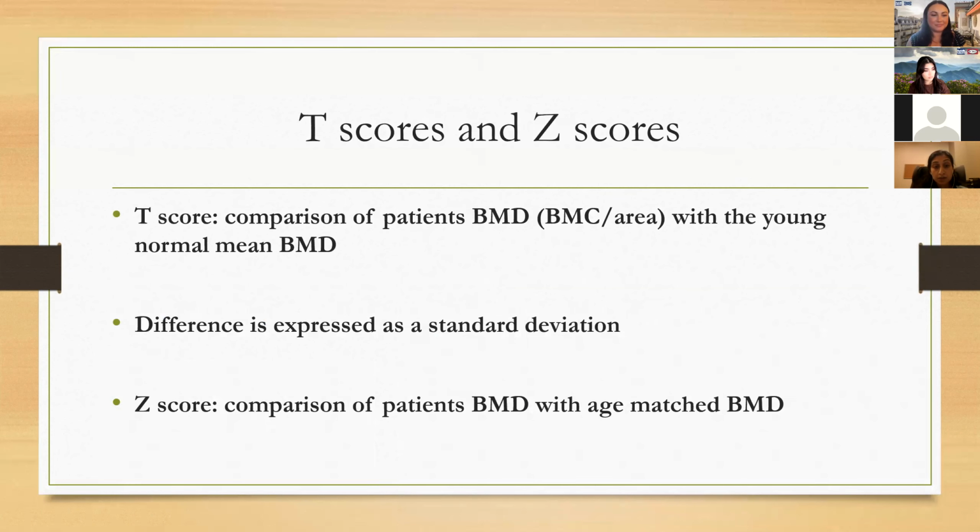When you do get a bone density report, you'll see your T-scores and Z-scores. The main thing for postmenopausal females is you want to look at their T-score. This is a comparison of a patient's bone mineral density with a young normal bone mineral density, and these differences are expressed as a standard deviation. Z-scores are also generally reported, and these are comparing a patient's bone mineral density with an age-matched bone mineral density, and these scores should be used in premenopausal women when you're evaluating for low bone density.